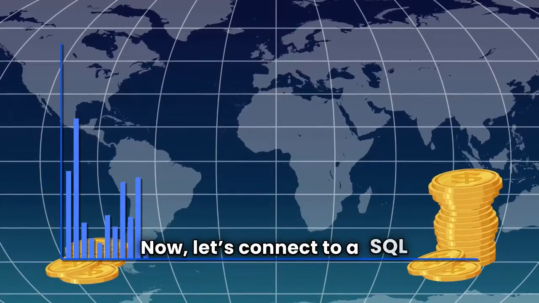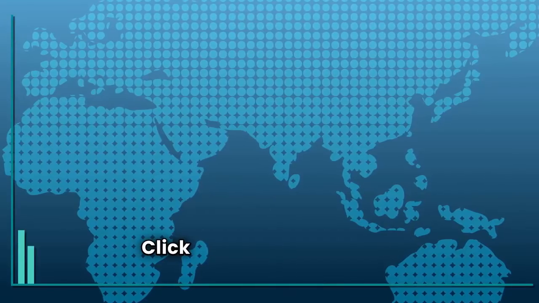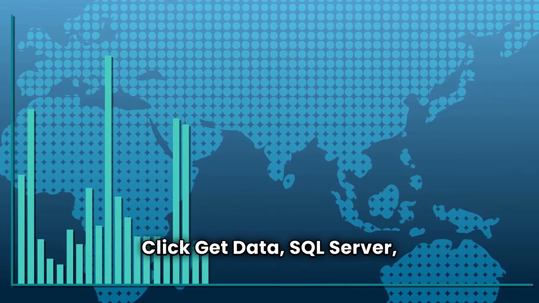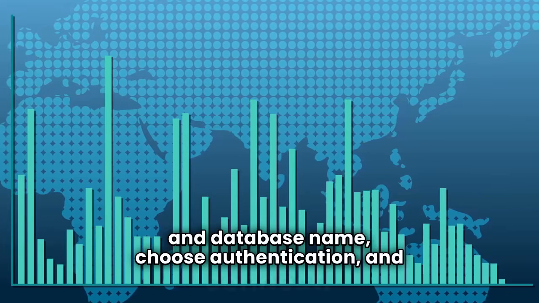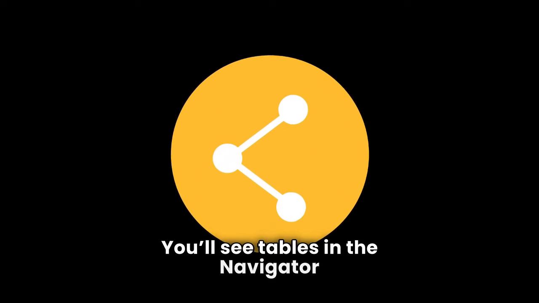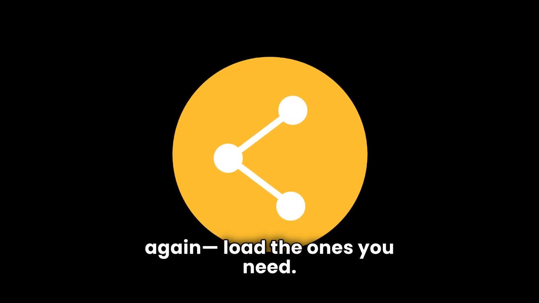Now let's connect to a SQL Server database. Click Get Data, SQL Server, enter your server and database name. Choose Authentication and Connect. You'll see tables in the navigator again. Load the ones you need.